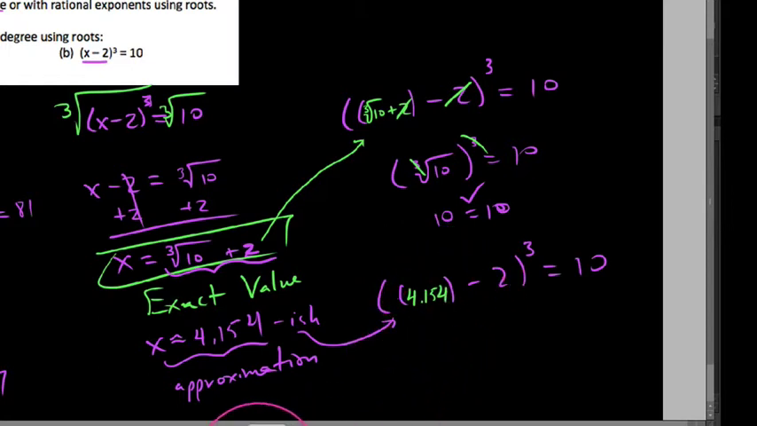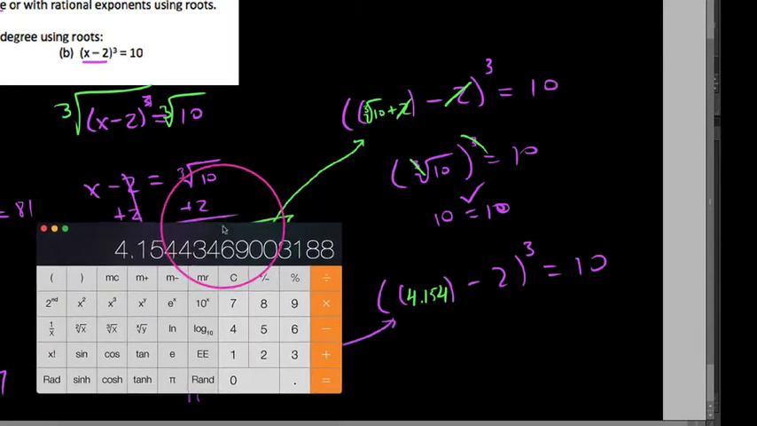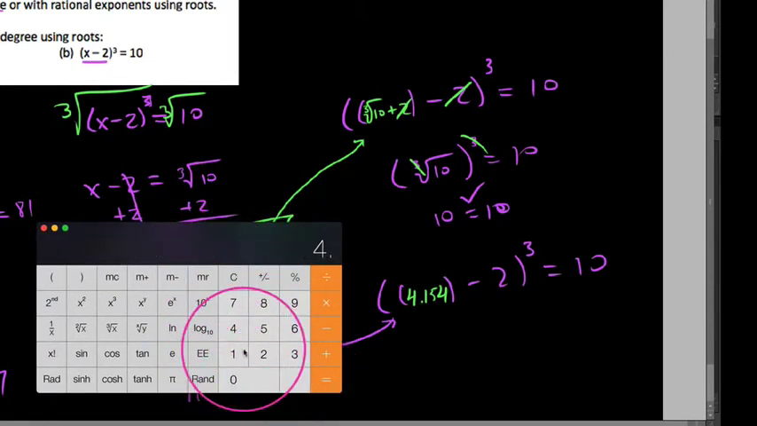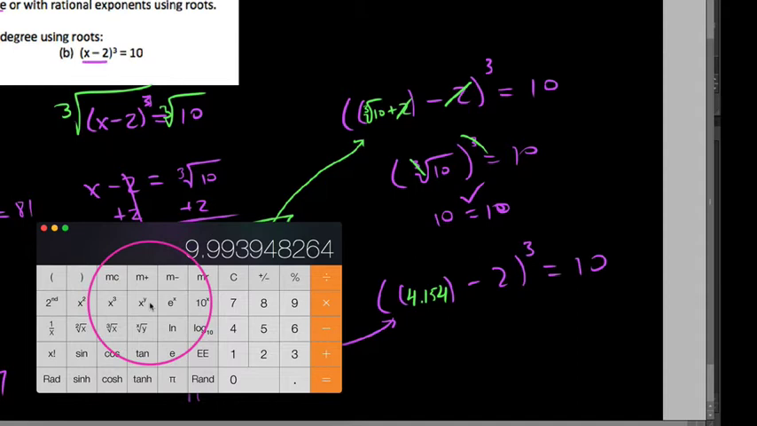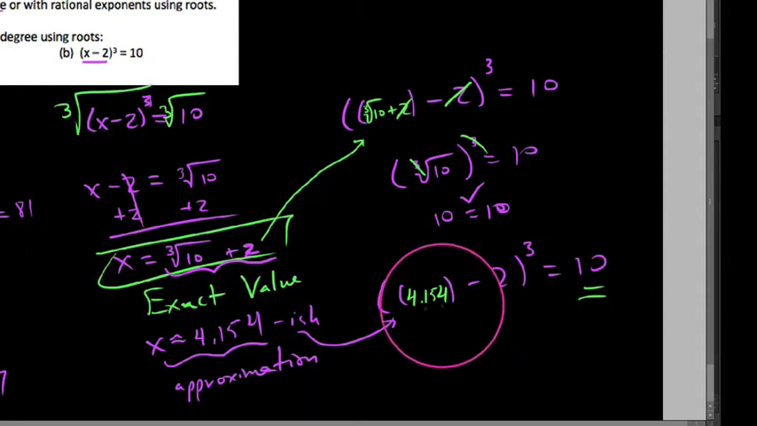Let's talk about the validity of a decimal approximation here. Essentially, we would get 4.154. I'm even going to kick out all those other decimal place values. We say 4.154 only, subtract 2 from this, and cube it, so to the third power. I get 9.9939, and so on and so forth. Why didn't I get exactly 10? The reason is because I only used 3 decimal places on this.